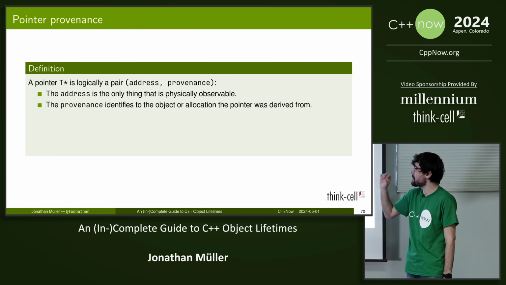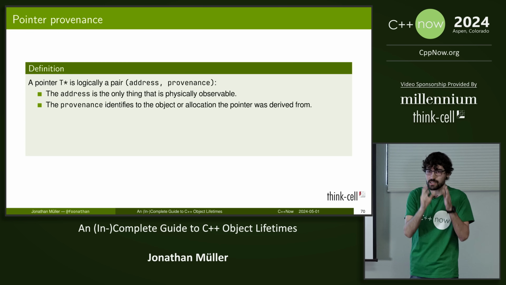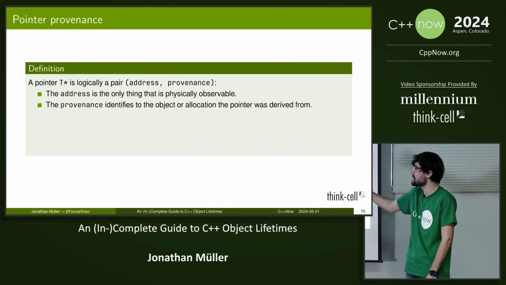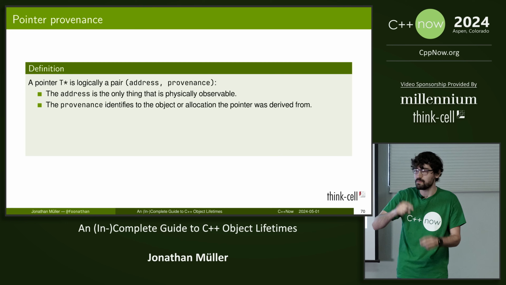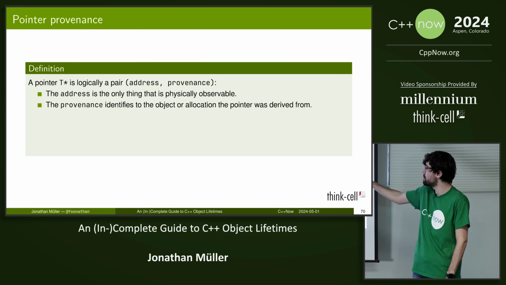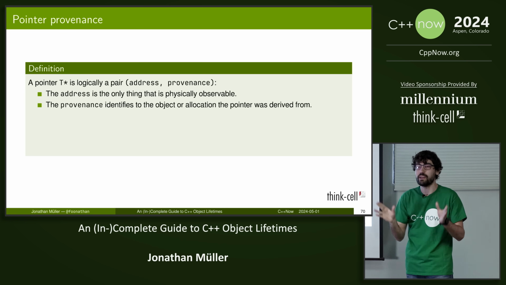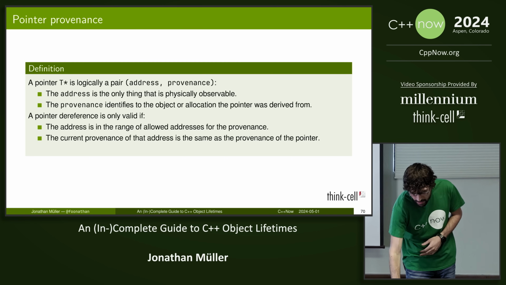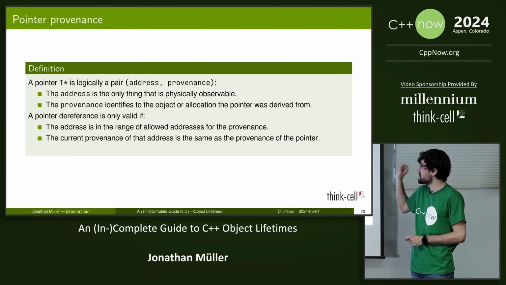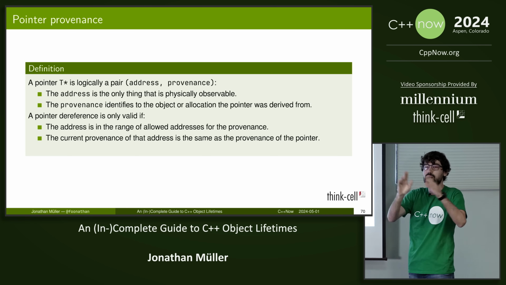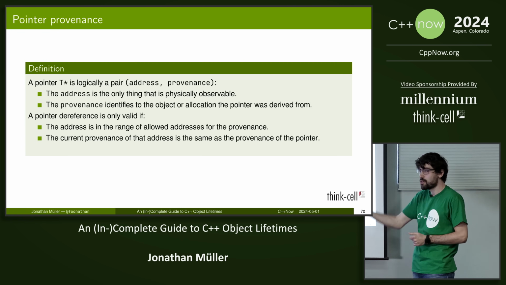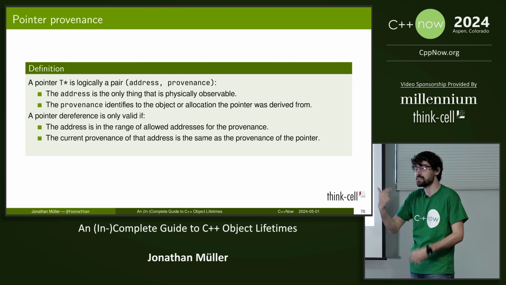So logically, a pointer is a pair. It has an address, which is the physical thing in memory, and it has a provenance. The address means what the pointer points to, and the provenance identifies the object or the allocation the pointer points to. A pointer dereference is only valid if the address is in the range of the allowed addresses for that provenance, and the current provenance at that address matches the provenance of the pointer.